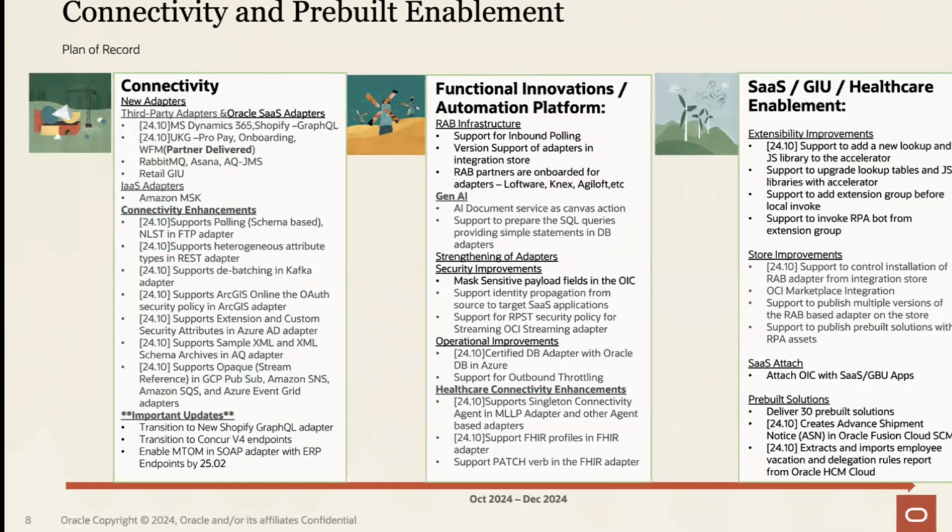So for example, we now support debatching in the Kafka adapter. We are supporting OPEX streams in GCP PubSub, Amazon SNS, etc. So these continue to be built, and you are aware of the Rapid Adapter Builder, which is essentially a framework for you to create custom adapters.